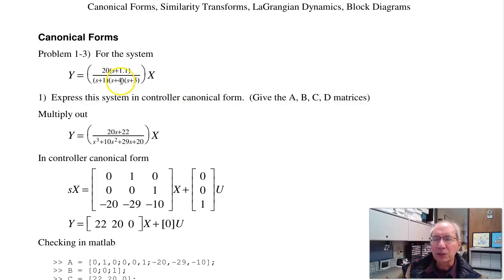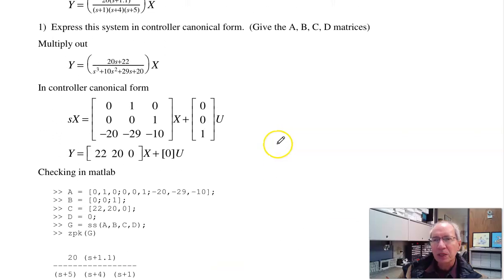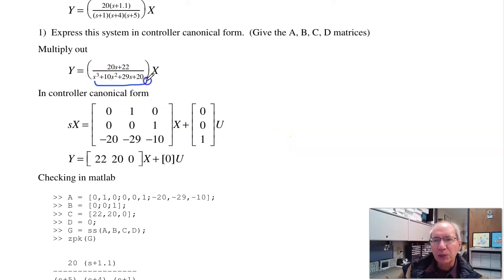Well, controller canonical form, you multiply out the polynomials, and if you do it that way, I can write the controller form. This is basically cascaded integrators, like so. The feedback is the denominator polynomial. The numerator polynomial appears here in the C matrix. So here's the denominator polynomial that appears down here with the minus sign. Here's the numerator polynomial that appears in the C matrix. And the first two rows are just ones in the off diagonal, meaning cascaded integrators.